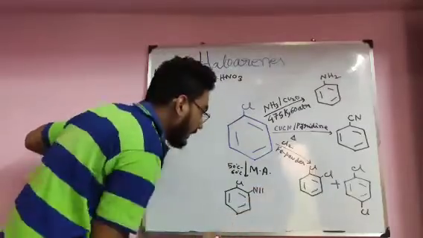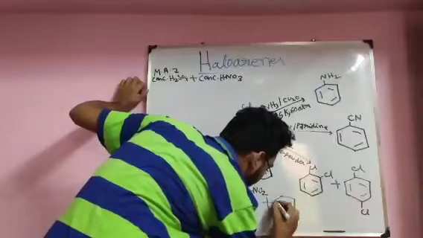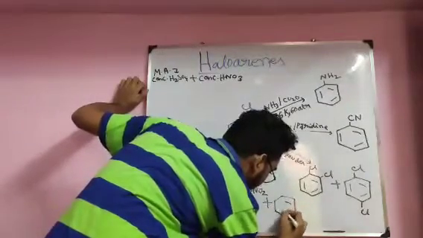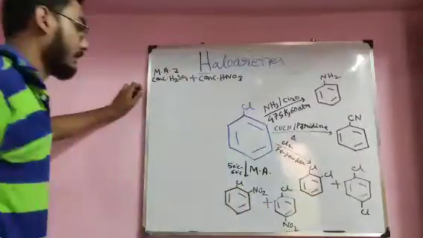One NO2 is on the ortho position and another NO2 is on the para position. Okay, para position.